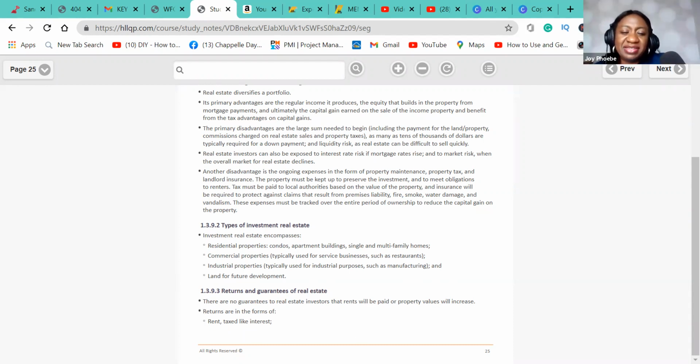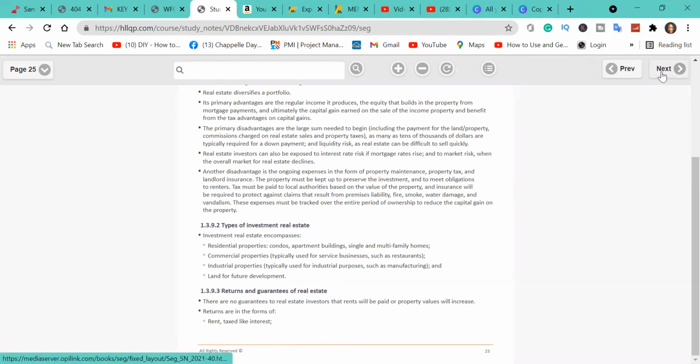Okay. Return and guarantee on real estate. Well, there is no guarantee to real estate. Your real estate is your guarantee. Anyways, that's me saying that, please. Okay. There's no guarantee to real estate investors that rent will be paid, or property values will increase. Returns are in the form of rent, taxed like interest. Okay.